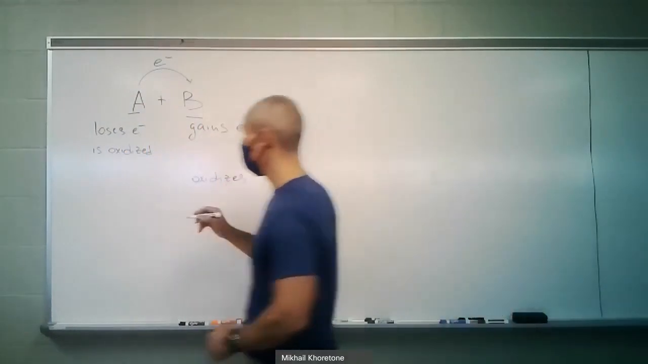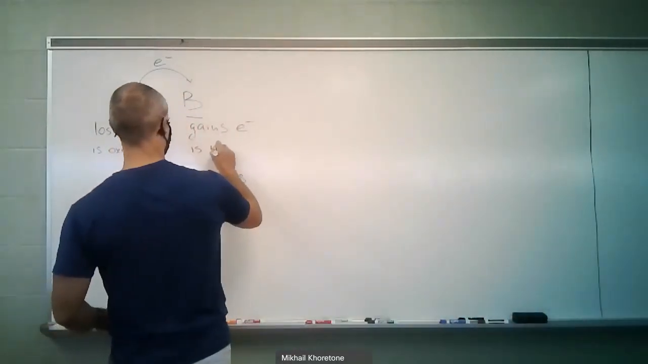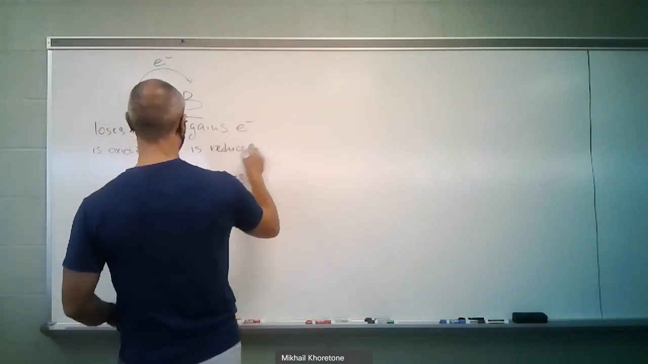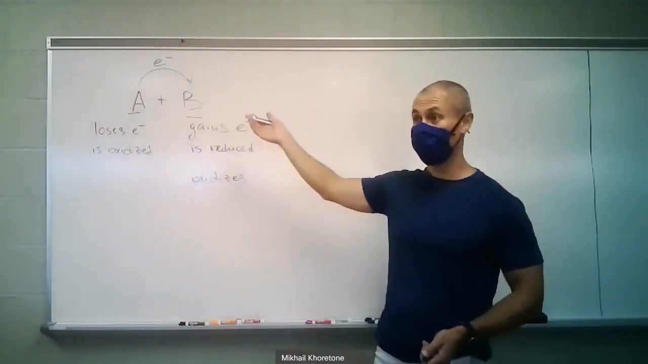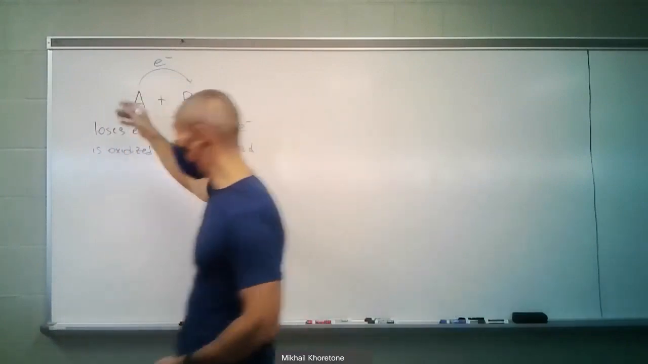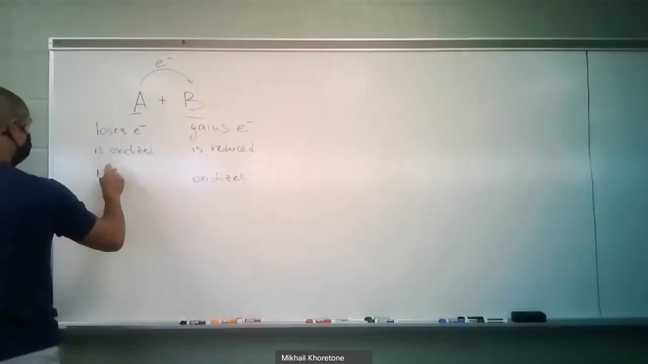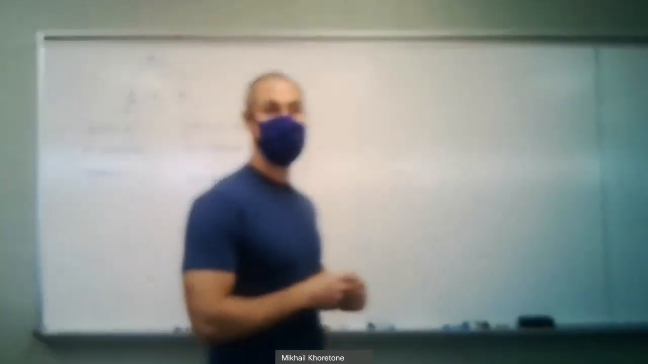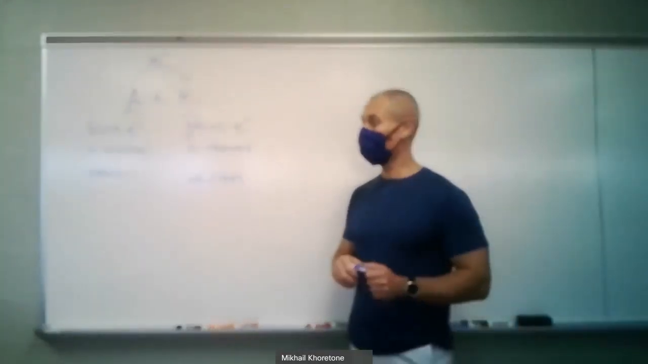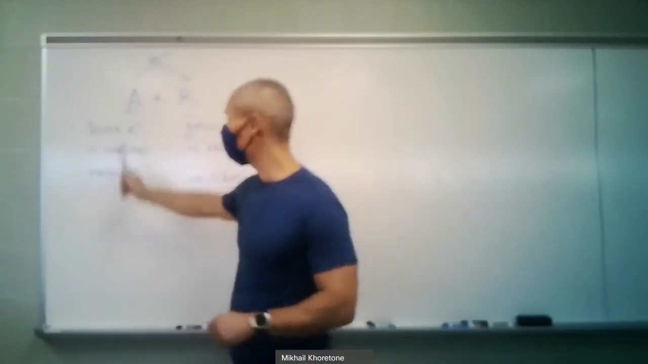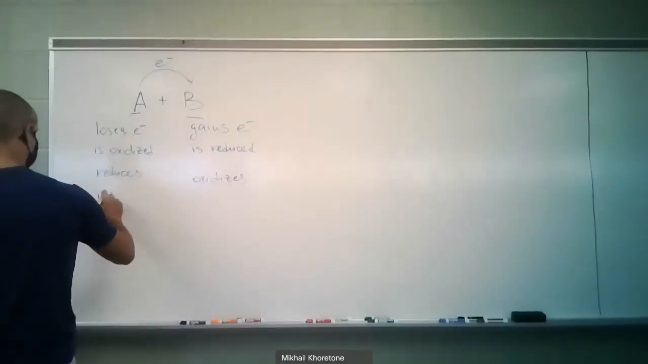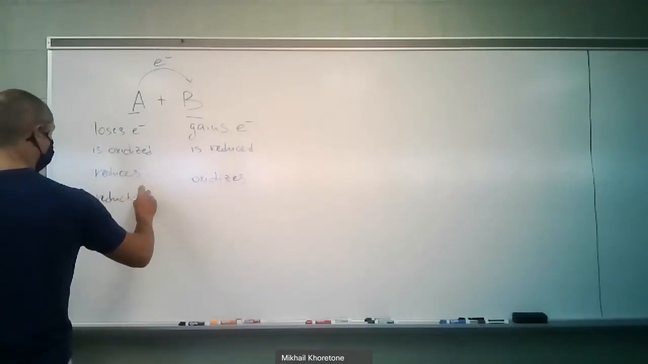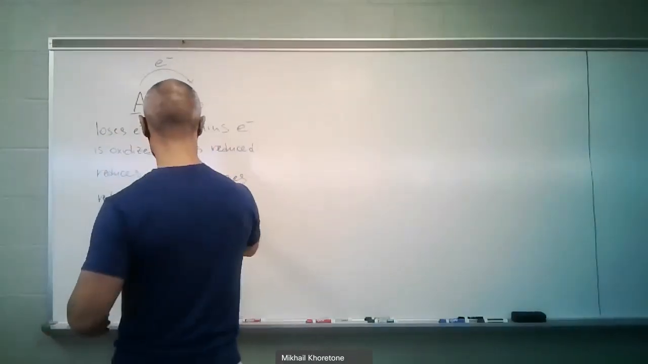Now B is reduced by what? A, so therefore A reduces B. Okay, so in this situation, since A reduces, it is called a reductant. And B is called an oxidant.